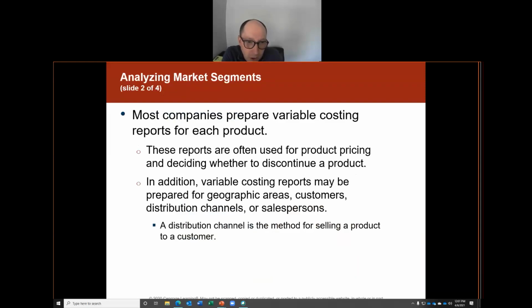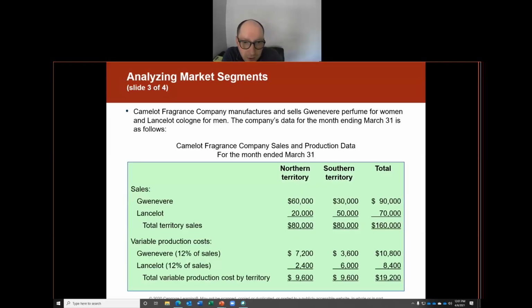We typically prepare variable costing to help us understand our market segments and how to understand trends and changes in trends for geographical areas, customers, distribution channels, and salespeople. Let's take a look at this through an example.